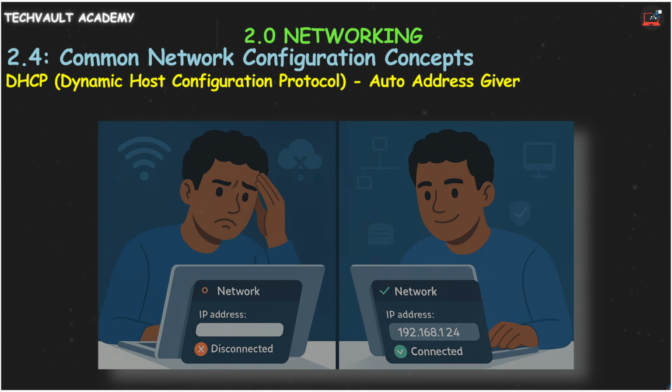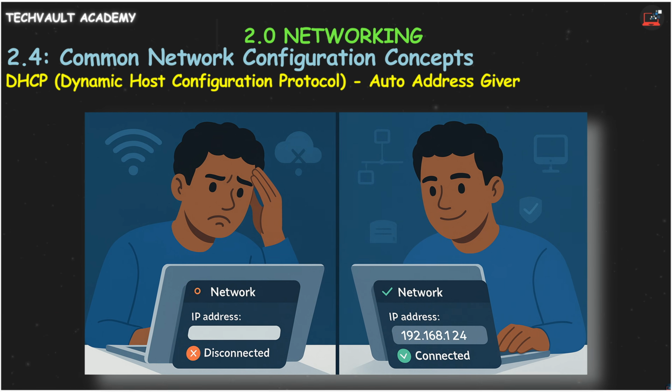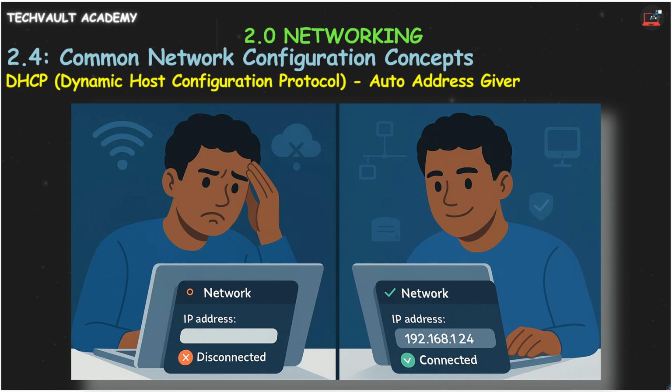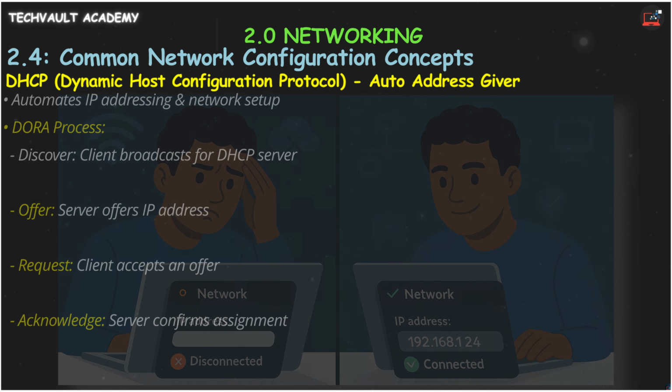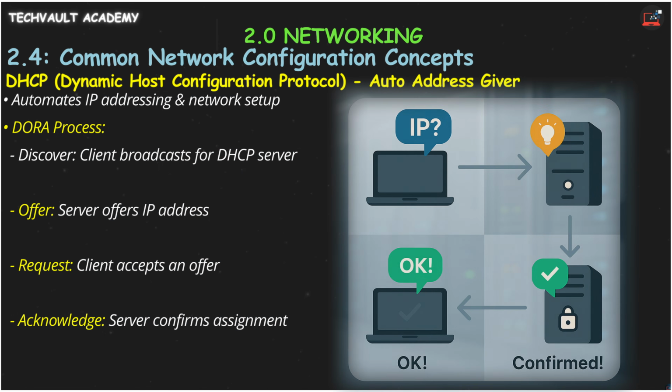Imagine your device joins a network. Instead of you manually typing in an IP address, DHCP does it automatically. This process is often called DORA. Discover: your device shouts out, "I need an IP address." Offer: a DHCP server replies, "How about this one?" Request: your device says, "Yes, please." Acknowledge: the server confirms it's yours.